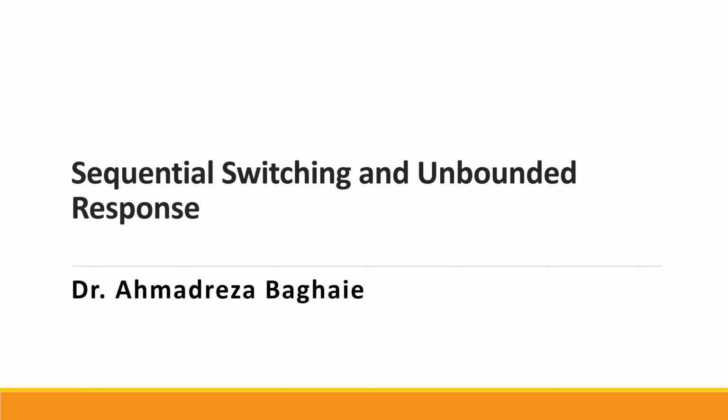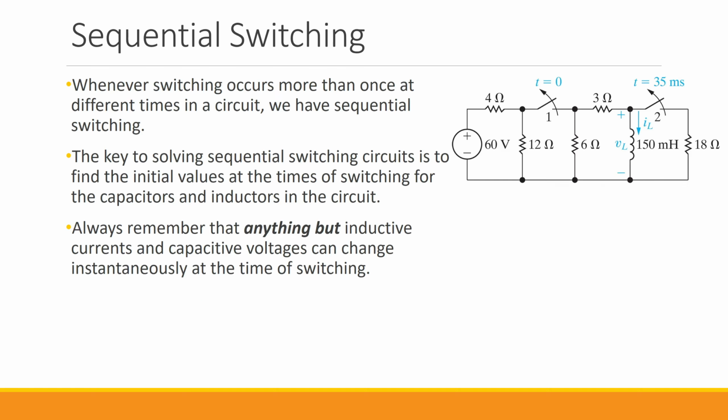In this video, I want to talk about sequential switching and unbounded responses. Whenever you have a circuit that has more than one switch and the switching happens more than once at different times, we call it sequential switching. Let's take a look at this circuit that we have here.